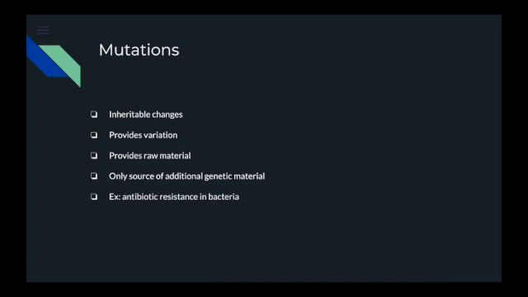Mutations are inheritable changes in a genotype. Mutations provide the variation and raw material that can be acted upon by natural selection. It is the only source of additional genetic material and new alleles. They can be neutral, harmful, or beneficial. And one form of mutation is antibiotic resistance in bacteria.